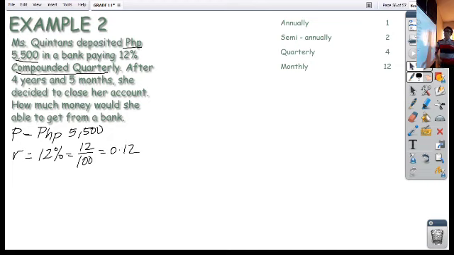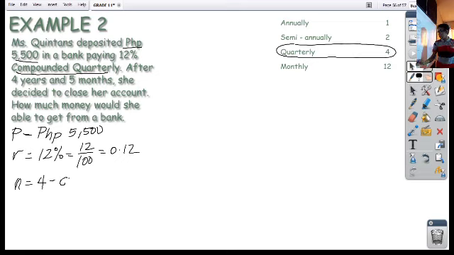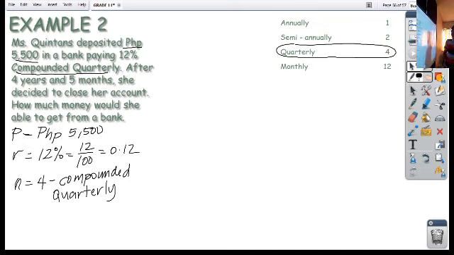Now, it says compounded quarterly. When we say compounded quarterly, the value of your N now is 4, because that is compounded quarterly. After that, class, if you notice, after 4 years and 5 months, your time now is 4 years and 5 months. I just abbreviated it, class.